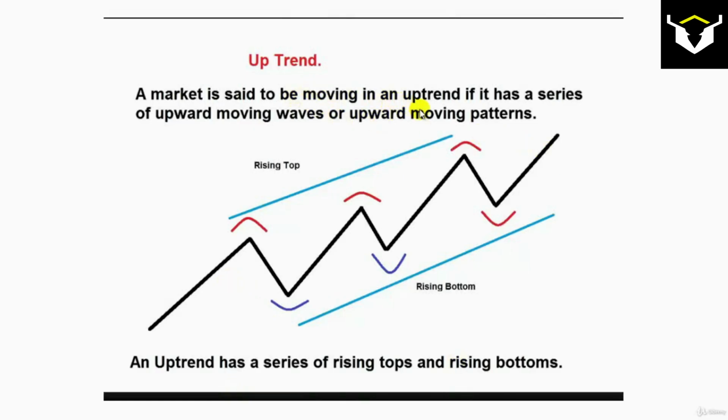Market is said to be moving in an uptrend if it has a series of upward moving waves or upward moving patterns. It has rising tops, tops that are higher than the previous tops. At the same time, it has rising bottoms, or bottoms that are higher than the previous bottoms. An uptrend has a series of rising tops and rising bottoms.